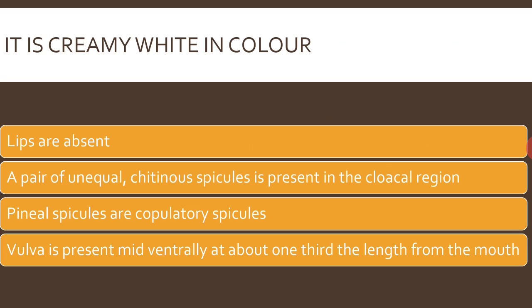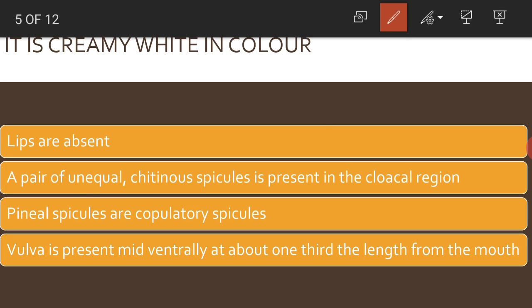It is a creamy white in color. That means if you observe the adult worms, filarial worm is creamy white in color. Lips are absent. A pair of unequal chitinous spicules is present in the cloacal region of Wuchereria bancrofti. If you take Ascaris lumbricoides, in Ascaris lumbricoides, these spicules are equal. But here the spicules are unequal in their size. And these are of course called penial spicules, which are nothing but copulatory spicules.